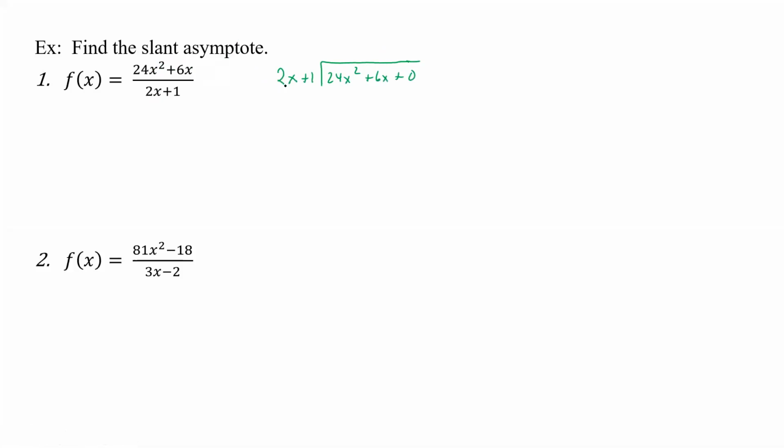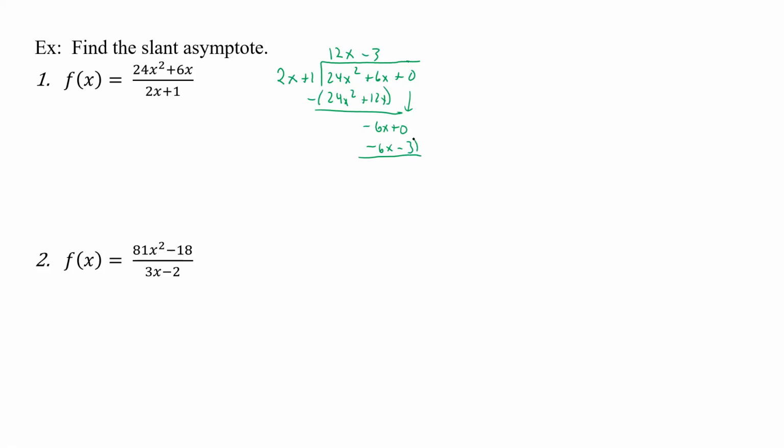All right, so 2x goes into 24x squared how many times? Well, that looks like it's going to be 12x. And so we multiply that, that's going to give us 24x squared, and then plus 12x. Now, remember, subtract, so that minus that's going to give us 0. 6 minus 12 is going to be minus 6x, and then bring down our 0. Now we multiply that times what to get the negative 6? We'll have to multiply it by negative 3. So that's going to give us a negative 6x, and then it's going to be minus 3.